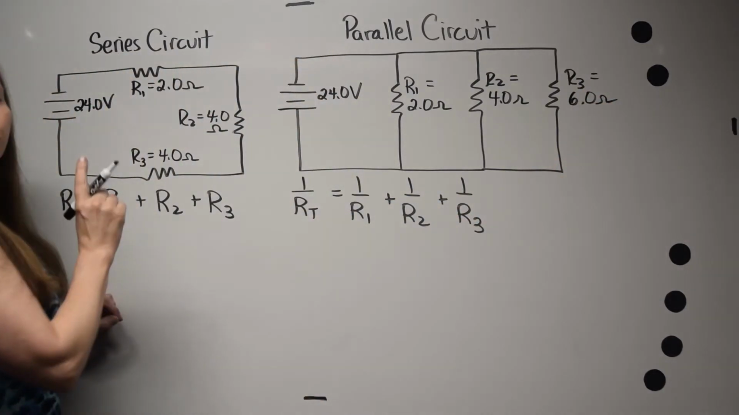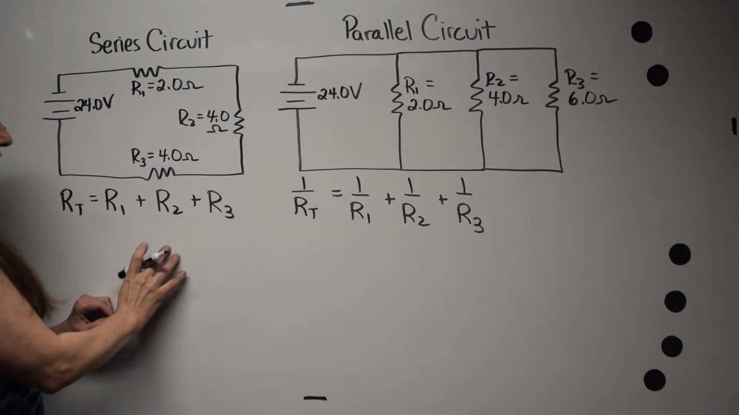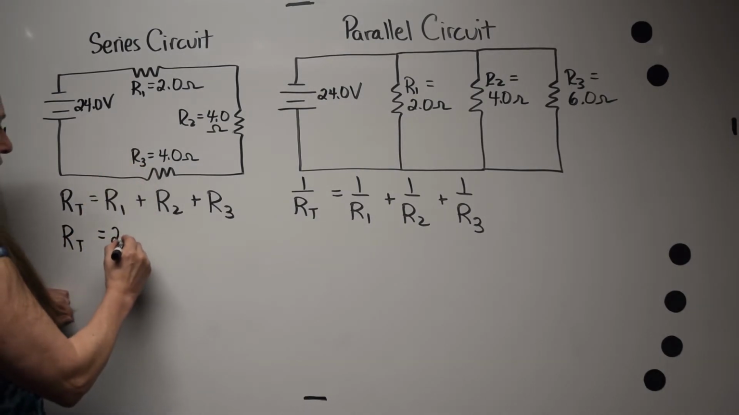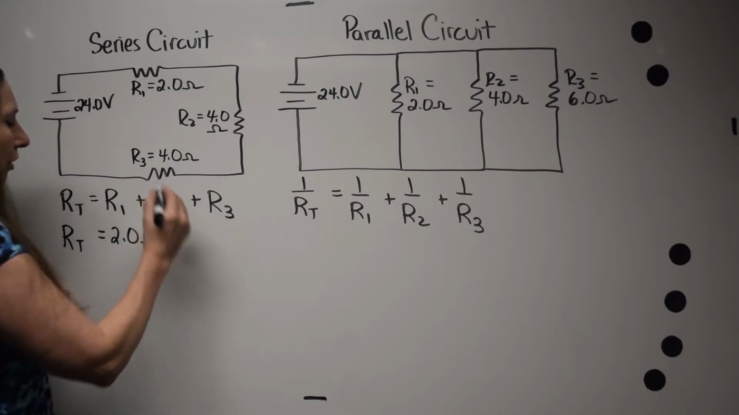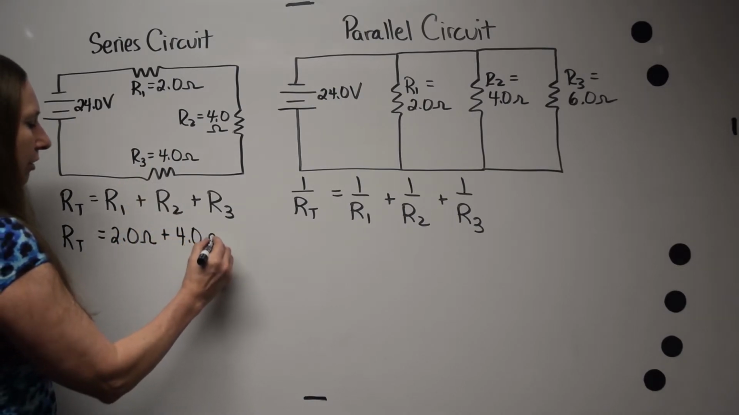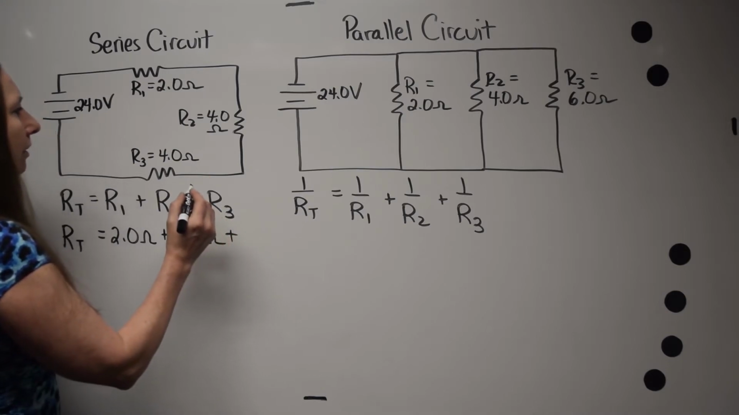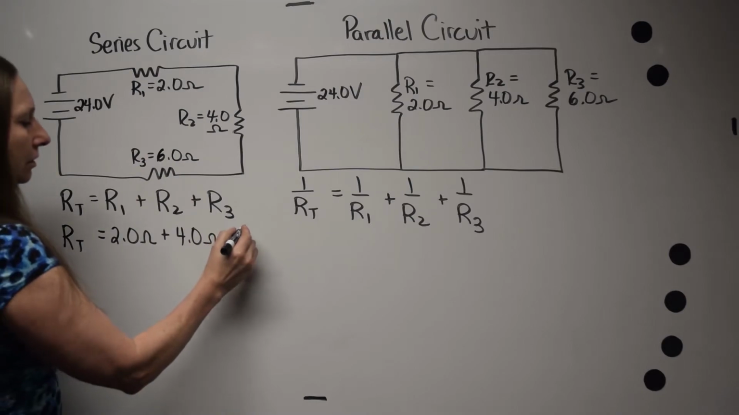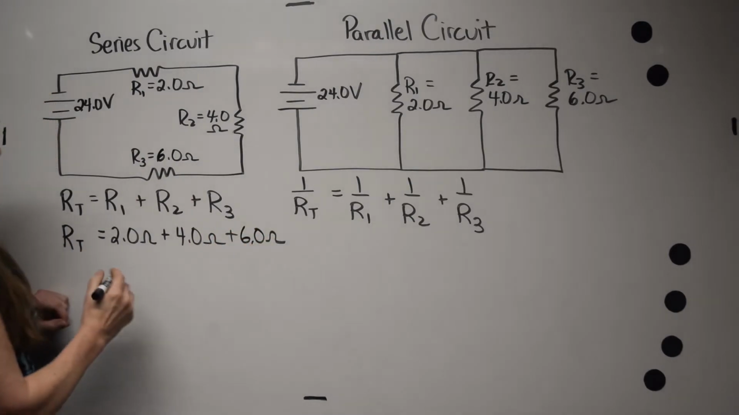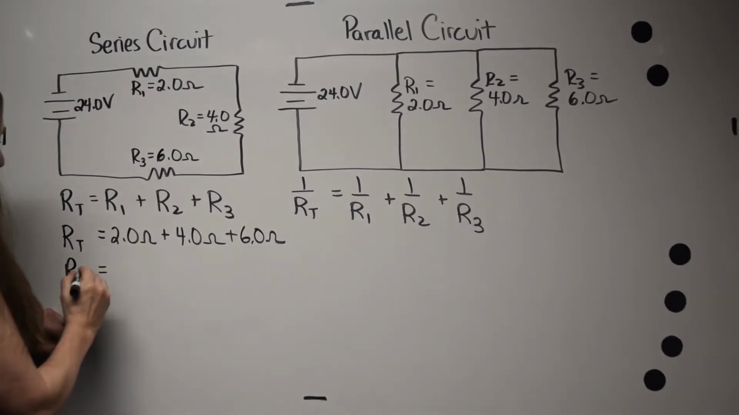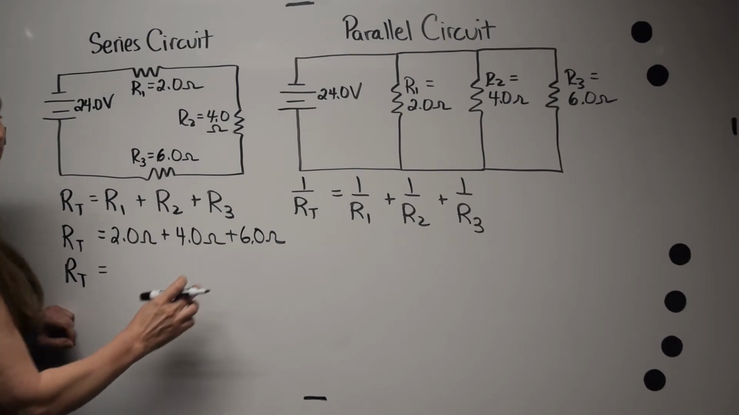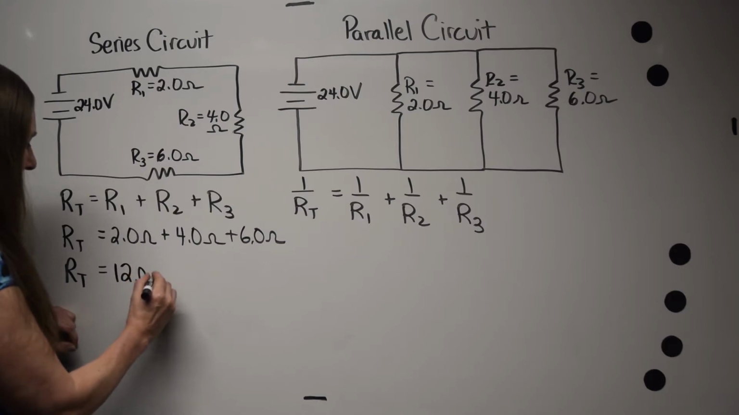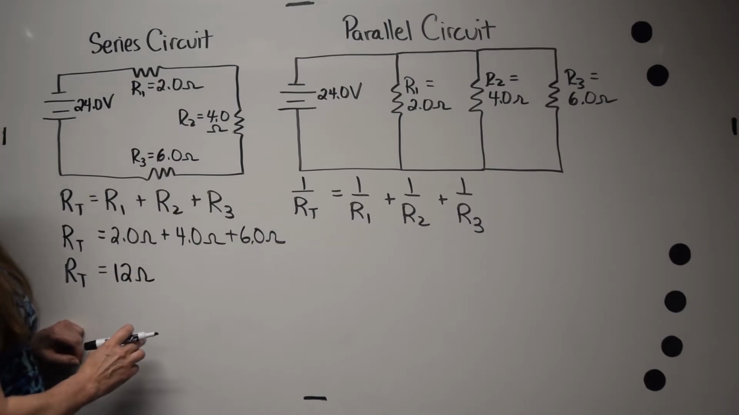Let's calculate the total resistance for the series circuit. So R total equals R1, 2.0 ohms, plus R2, 4.0 ohms, plus R3, 6.0 ohms. Okay? So, R total, 2 plus 4 plus 6. The total resistance here is 12 ohms. Again, we've got only 2 significant figures.